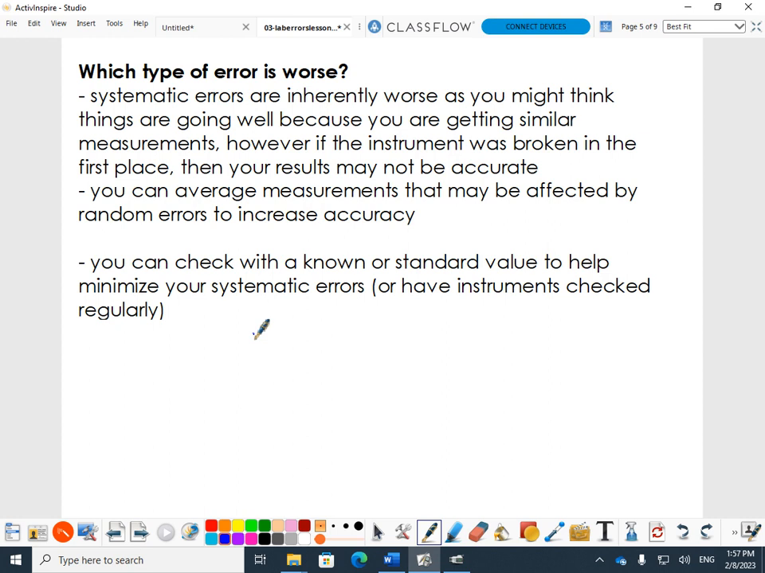Okay, so systematic errors are worse because you think things are going well, but if the instrument was broken, you might not even know. Then random errors can be reduced by averaging measurements, which is a really common thing for us to do. And we will do this all the time as well. We're going to check with a standard or known value. Something we do, it costs us hundreds of dollars to get our scales calibrated so that if I'm telling you it has 3 decimal places and that's pretty accurate, I want to make sure that that's true.